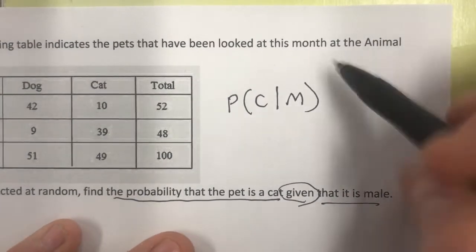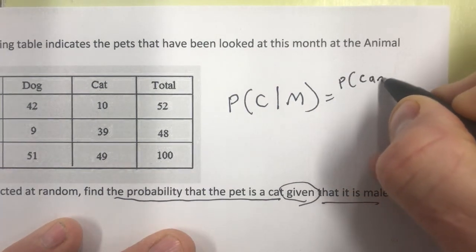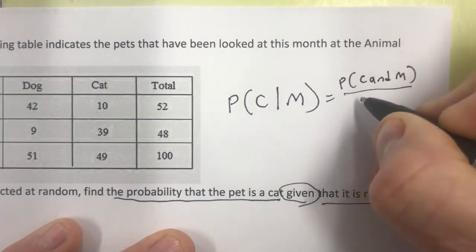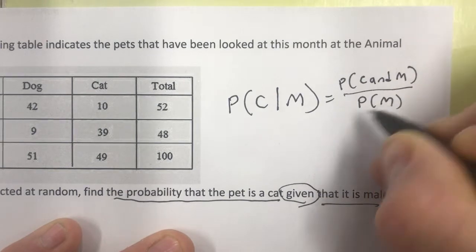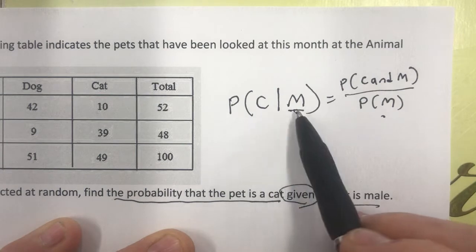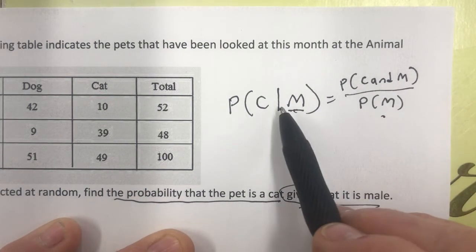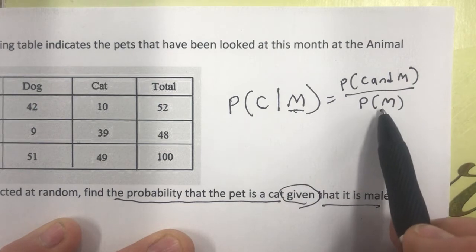Let me slide this over now. This is going to be the probability that it's a cat and a male divided by the probability that it's male. Remember, this second one's always on the bottom. On the top, we have both of these: it's going to be a cat and a male, divided by the second one, which is male.